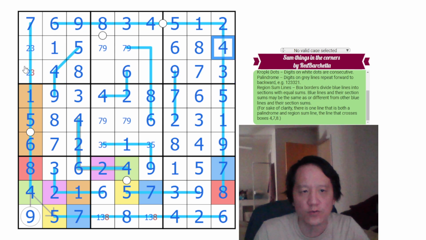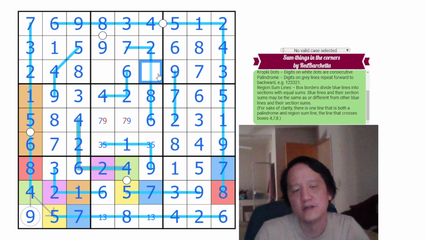1, 3, 4, 2, 3. This can't be 8. So 2 has to be here. So this adds up to 14. So it could be 2, 3, 9, but that's not possible because this can't be 3. Therefore, this is 7. This is 9. This has to add up to 14. So 14 minus 9 is 5.